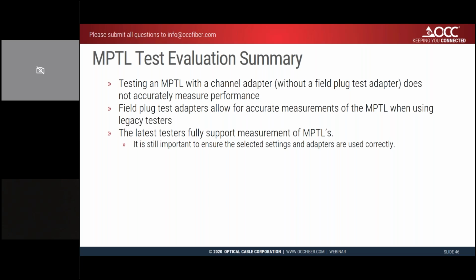The latest testers will fully support the measurement of mod plug terminated links. However, it is still important to ensure that you've got the settings set right and you're using the adapters correctly. Because you could still take a new tester and throw a channel adapter on there, and that new tester will still ignore anything that's plugged into the channel adapter because, hey, channels are still a thing and the plug at the end of a channel is still ignored. All right, so just keep that in mind.